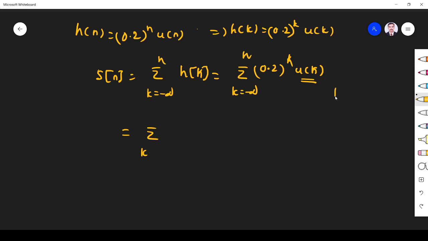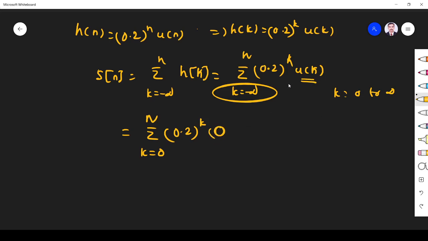So u of k exists from k equal to 0 to infinity. You don't need to go from k equal to minus infinity. So go from k equal to 0, but the upper limit is n only, so keep it here itself, 0 to n, of 0.2 power k. From 0 to infinity, u of k is 1 only. From 0 to n also, for any positive number, u of k is 1. So we substitute 1.